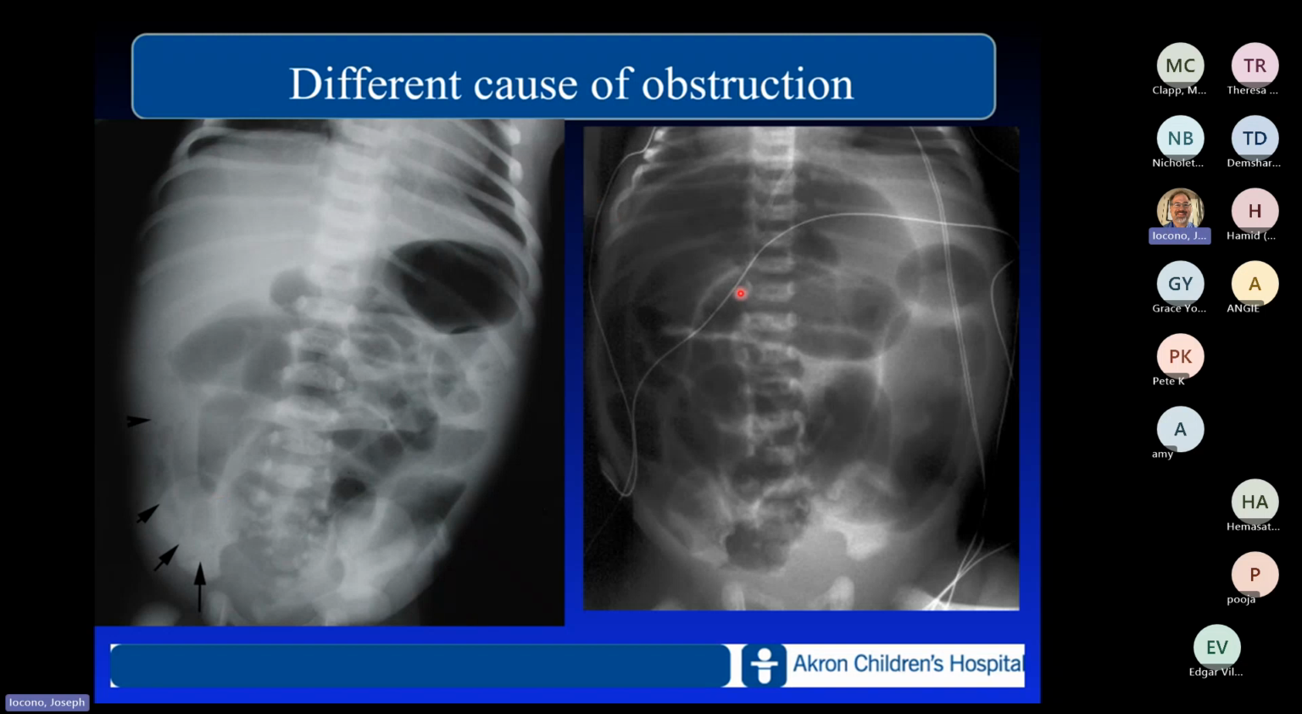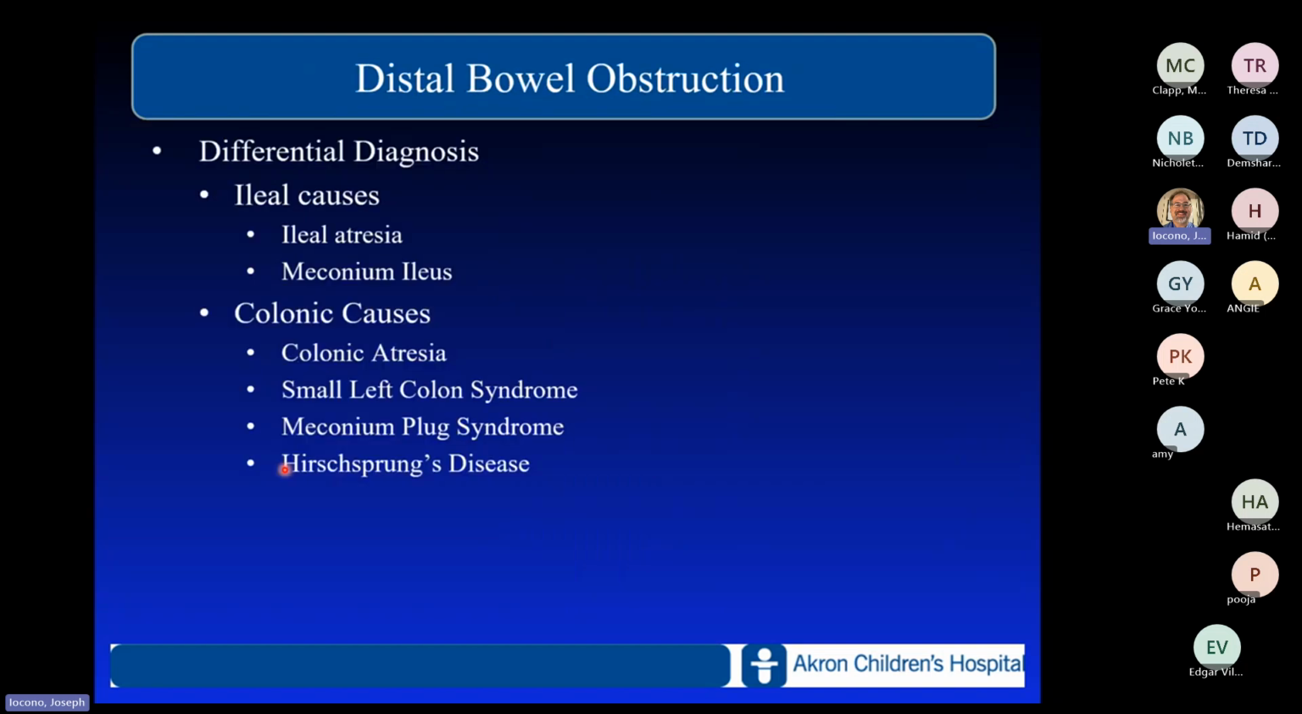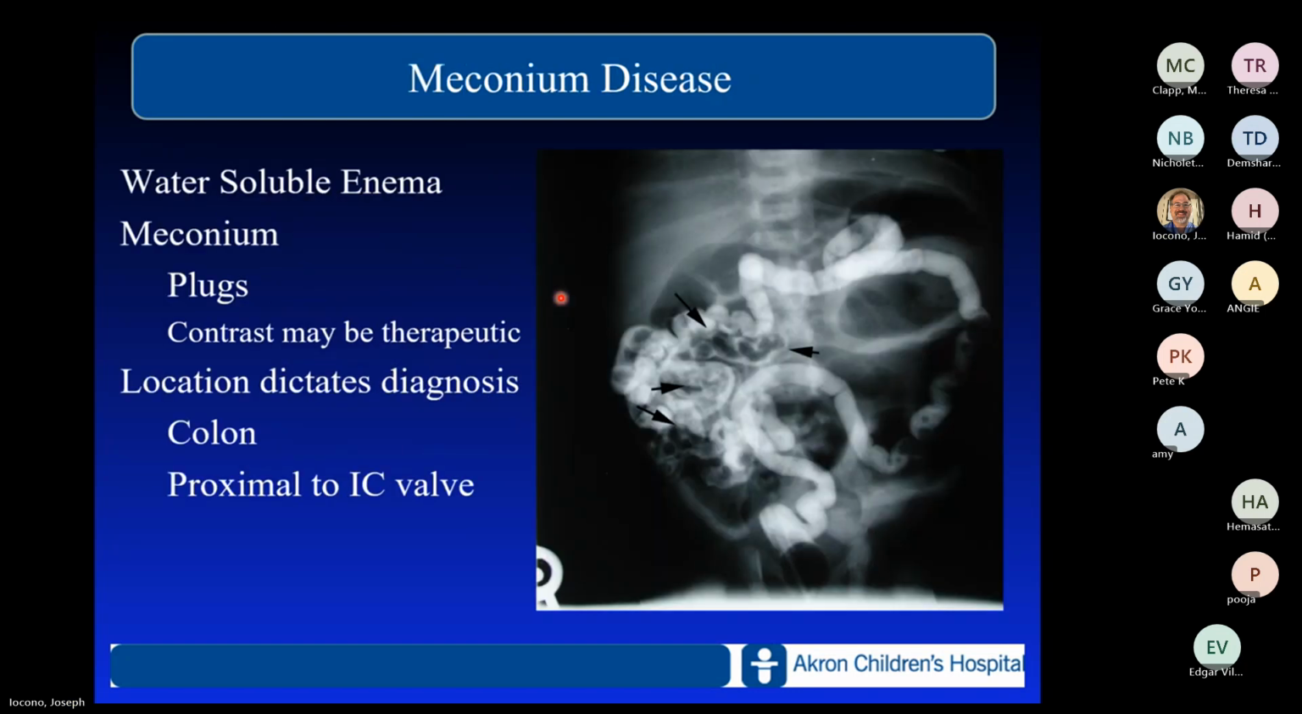This is a more distal cause of obstruction. You don't know where it is by the plain films. You just know it looks pretty distal. You still don't know if it's small or large bowel. This little mass effect here on the left x-ray with the arrows gives you a hint. But, distal bowel obstruction, you can still have ileal atresia, distal atresias. You can have colonic atresia. You can have small left colon syndrome, or you can have Hirschsprung's. But the things we're going to talk about is meconium disease. Meconium plug versus meconium ileus.